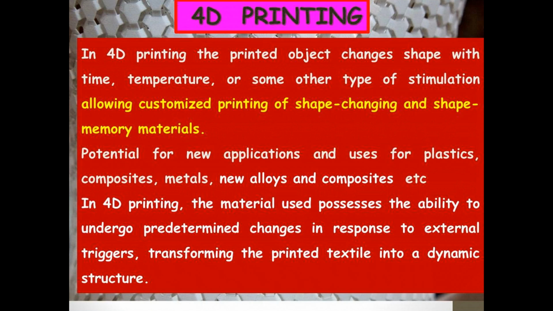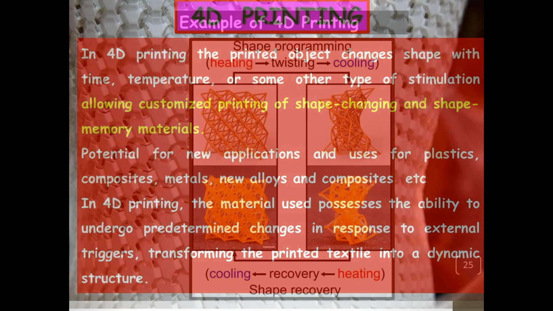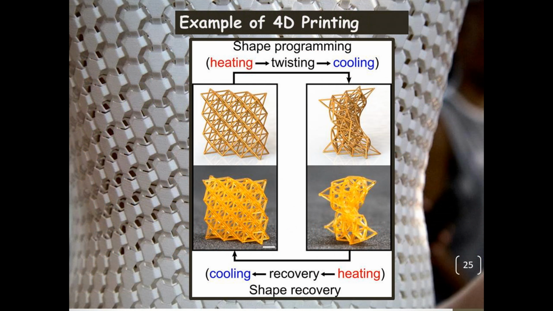4D printing. In 4D printing, the printed object changes shape with time, temperature and other types of stimulation, allowing customized printing of shape changing and shape memory materials. Potential for new applications and usage for plastics, composites, metals, new alloys, etc. In 4D printing, the material used possesses the ability to undergo predetermined changes in response to external triggers, transforming the printed textile into a dynamic one. This shows an example of 4D printing.